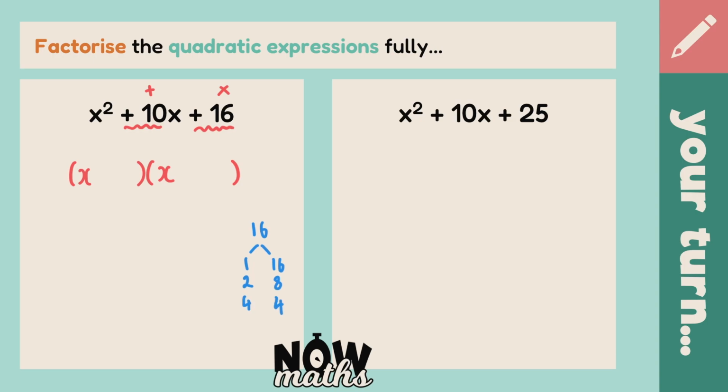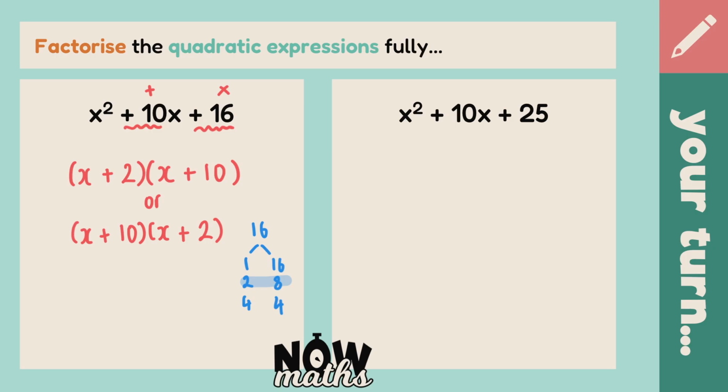The only one of these pairs that adds to give positive 10 is 2 and 8, since 2 add 8 is 10. So in the end of each bracket, we have a 2 in one and an 8 in the other. 2 and 8 are both positive numbers, so we need a plus in the front of each. And this is our correct factorised quadratic. Similar to the previous example, if you had your brackets in the opposite order, so x plus 8 first, followed by x plus 2 second, this would also be a fully correct factorisation.